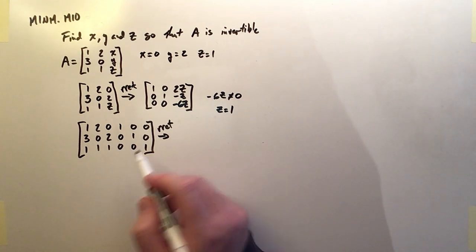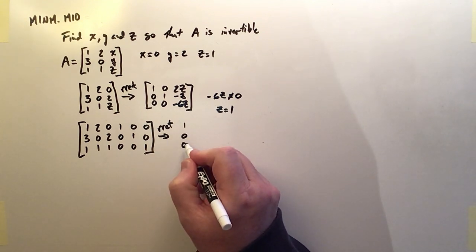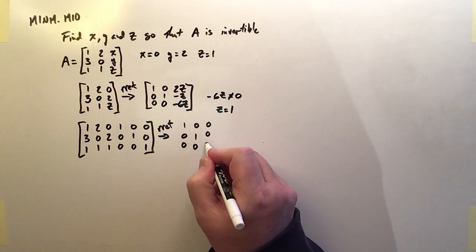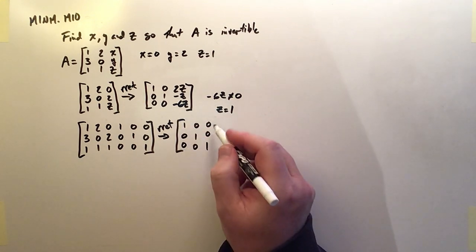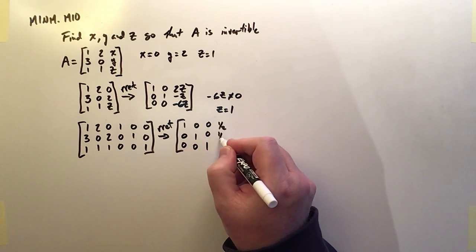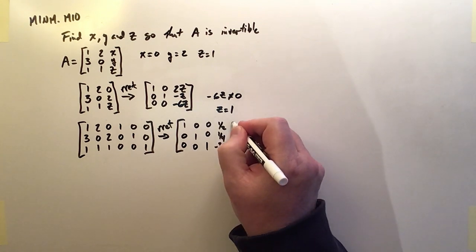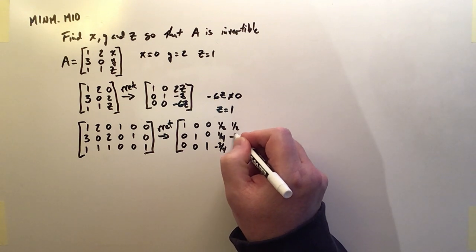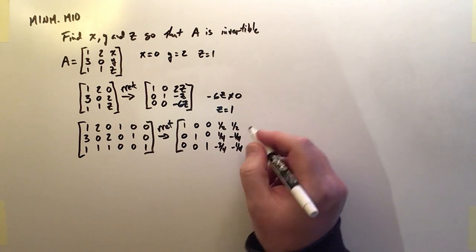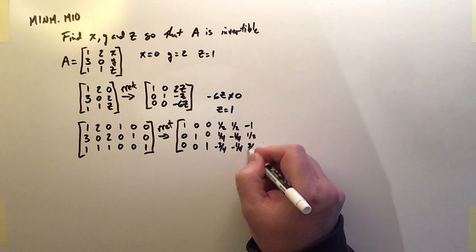what I end up with is this. So it's 1, 0, 0, 0, 1, 0, and 0, 0, 1. And so that proves that this was invertible. And the inverse matrix is 1/2, 1/4, and -3/4, 1/2, -1/4, and -1/4, and then finally -1, 1/2, and 3/2.